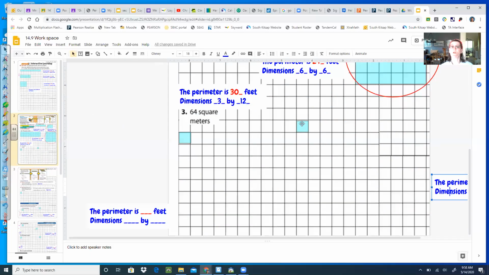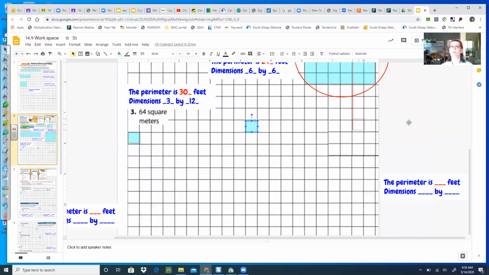Okay, so our square number, I'm gonna go way over to the corner. There we go. And I know 8 times 8 is 64. So I'm going to build that guy first. So 2, 3, 4, 5, 6, 7, 8. Okay, so I got my 8 by 8.